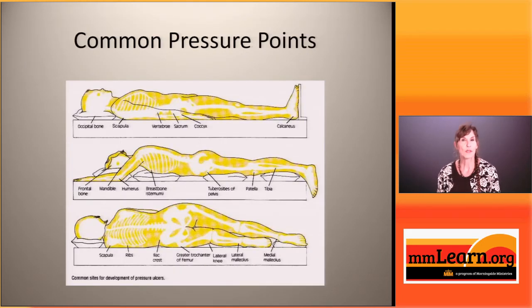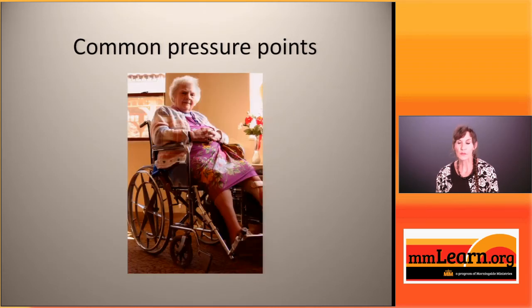Common pressure points for pressure injuries would include any of the bony prominences or any tissue underneath a piece of clothing or a medical device. The most common areas are generally the sacrum and the heels. But also keep in mind that patients that sit for prolonged periods of time may also have ischial ulcers.